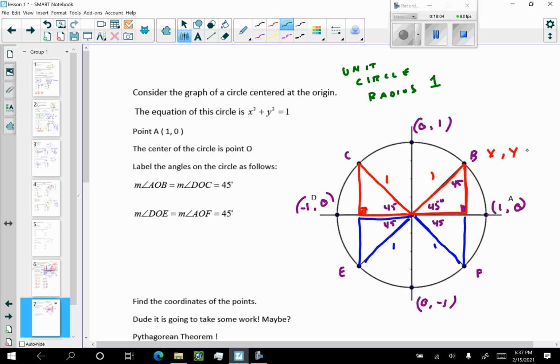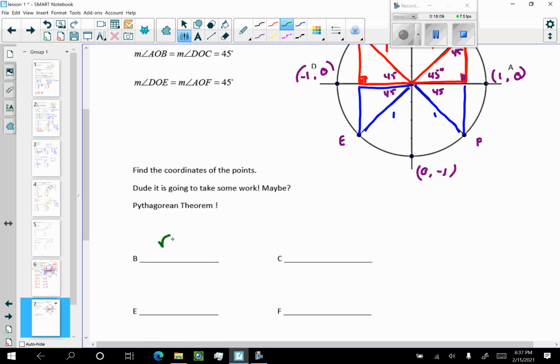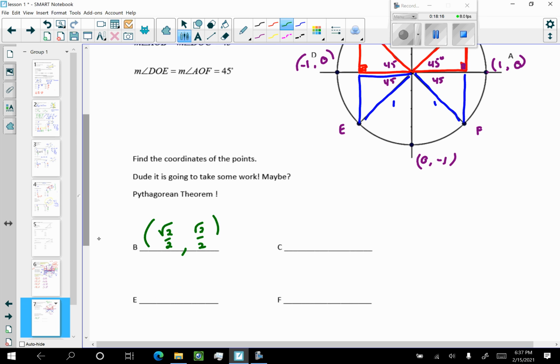And now, with x and y, I can find the coordinates of B, C. So B is going to be square root of 2 over 2, square root of 2 over 2. The coordinates of C, negative x, positive y. Coordinates of E, negative x, negative y. Coordinates of F, positive x and negative y.